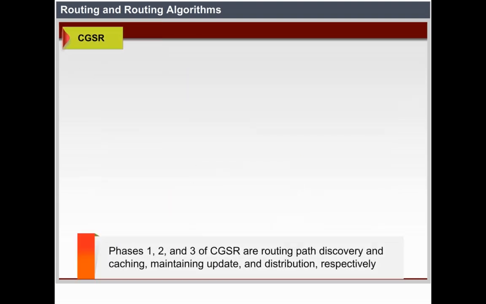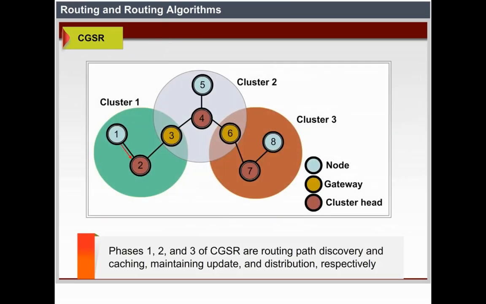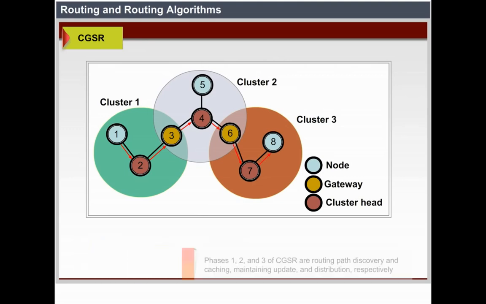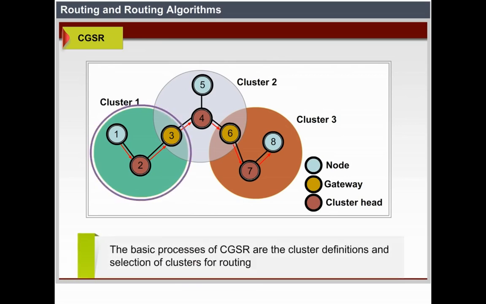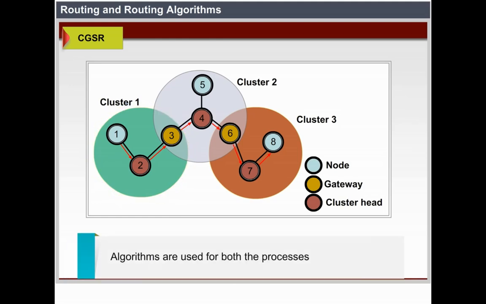CGSR phases. Phases 1, 2 and 3 of CGSR are routing path discovery and caching, maintaining updates, and distribution, respectively. The basic processes of CGSR are cluster definition and selection of clusters for routing. Algorithms are used for both processes.